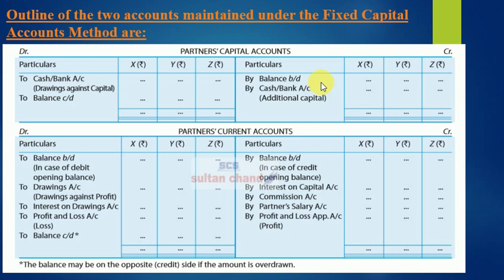So first, let's discuss under fixed method what are the things which are written in partner's capital account. So in partner's capital account, on the credit side, the first posting is by balance b/d. Children, this is the capital of the partner in the beginning of the year, which is also called opening capital. When you write by balance b/d in your copy, in brackets please mention opening capital, which is the capital in the beginning of the year, let's say on 1st April.